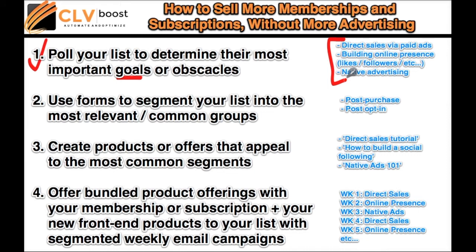One, direct sales via paid advertising. These are people that just want to sell something. They want to drive clicks to a page to make sales, period. Second category, we have people that want to use Facebook ads and Twitter ads and things like that to build their online presence. So they're interested in likes and followers and things along those lines. So maybe you've got a solid segment of your folks that are interested in that.